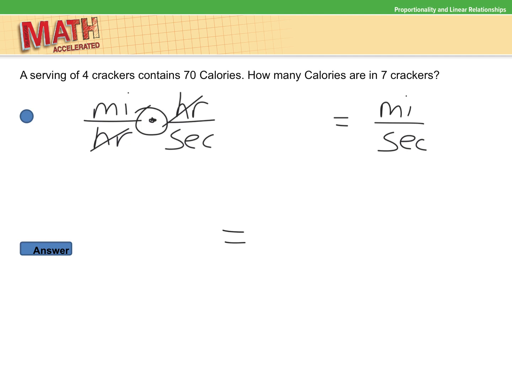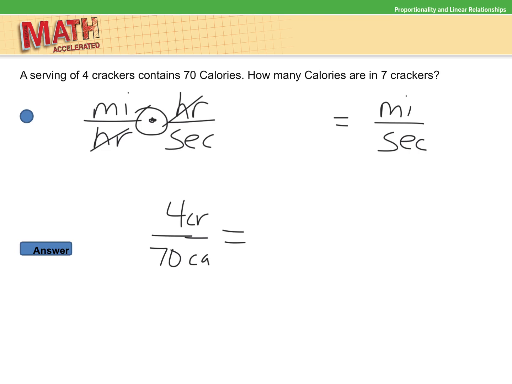We start with 4 crackers containing 70 calories. How do I write that as a ratio? 4 over 70. Okay, I'm going to put my labels here. I'm going to put CR for crackers and CA for calories. What do you think we're going to put on the other side? We want to know how many calories are in 7 crackers. What's the 1 stand for? Calories, but we don't know how many calories, right? So we want an X in there somewhere.